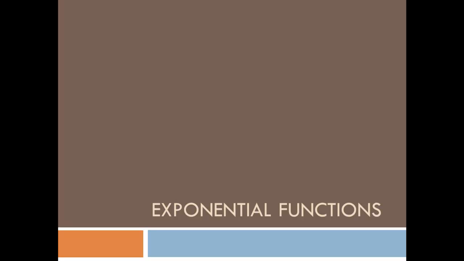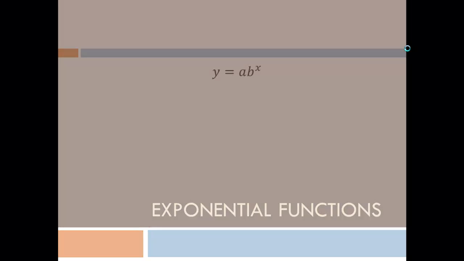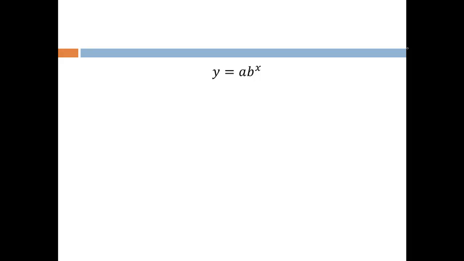In this lesson, we will be looking at a couple examples of exponential functions. In general, an exponential function has the form y equals a times b raised to the x power. The a in this formula represents the initial value, or the y-intercept, and the b represents the factor.